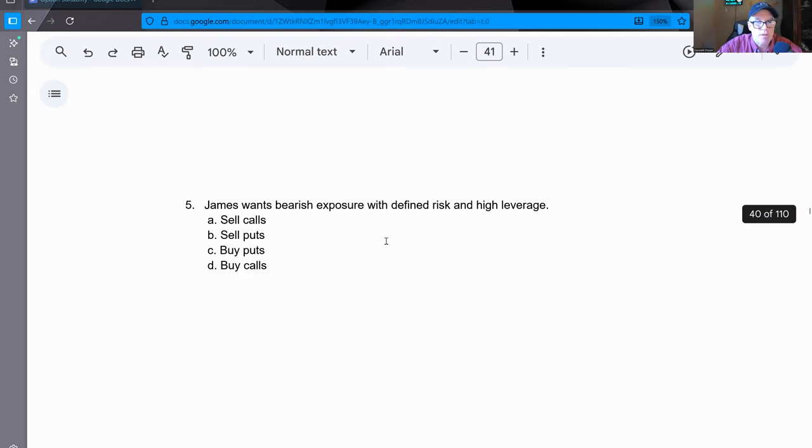James wants bearish exposure with defined risk and high leverage. Remember, whenever they say leverage, you're usually talking about either margin or options.